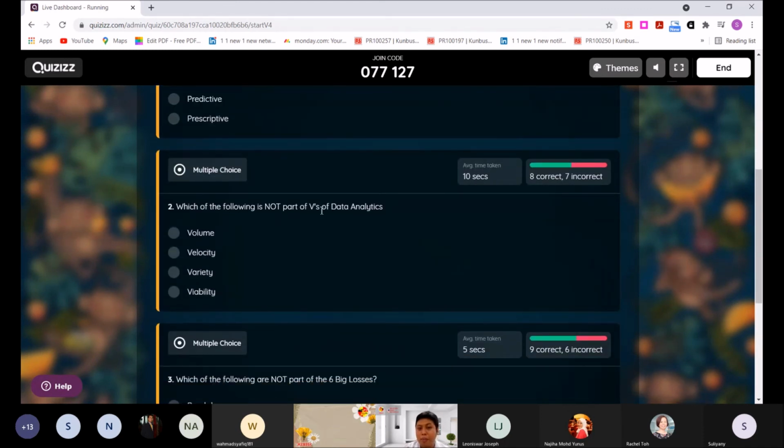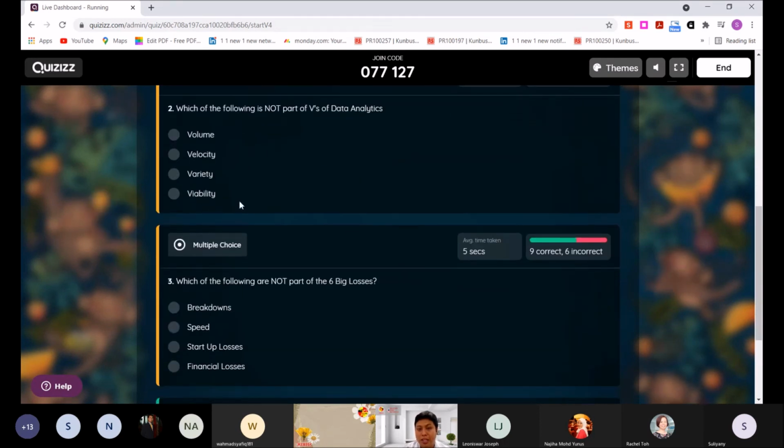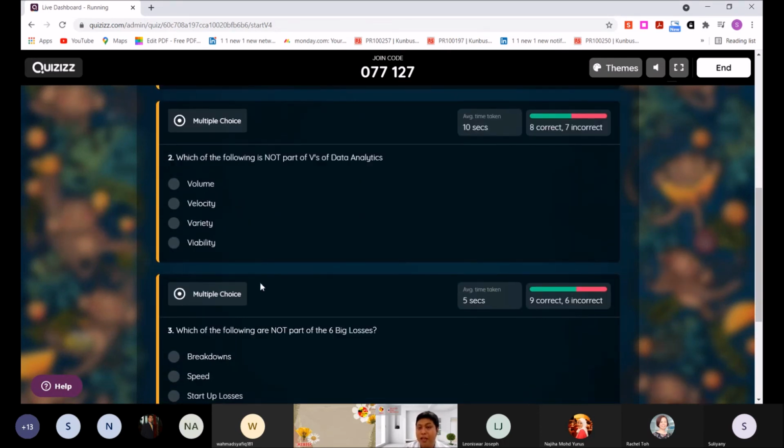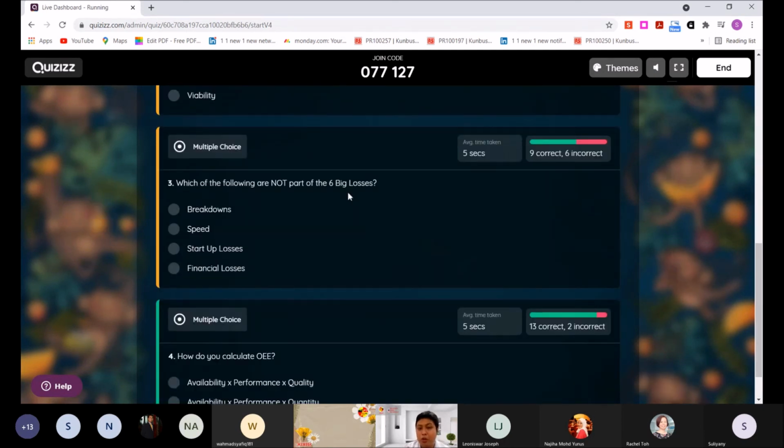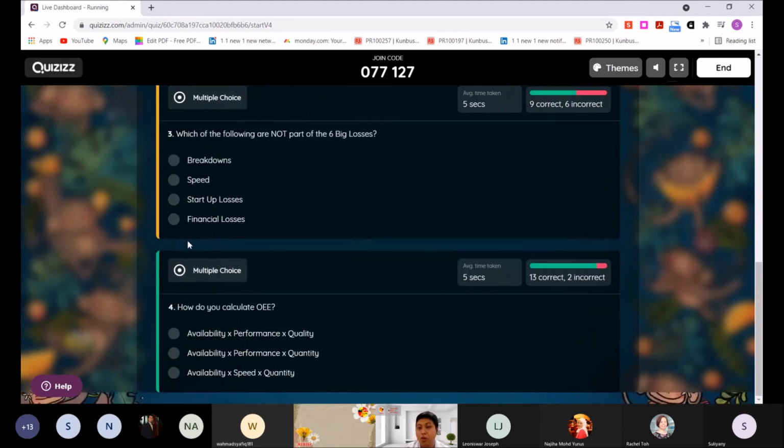Which of the following are not part of the V's of data analytics? Therefore, the correct answer should be viability. It's not part of the V's of data analytics. Which of the following are not part of the 6 big losses? Basically, part of the 6 big losses are breakdowns, speed, startup losses, but it doesn't consider your financial losses directly. How do you calculate OEE? Well, at least I'm glad to see that the majority of you got it correct. It is your availability times performance times quality, not quantity, not speed.